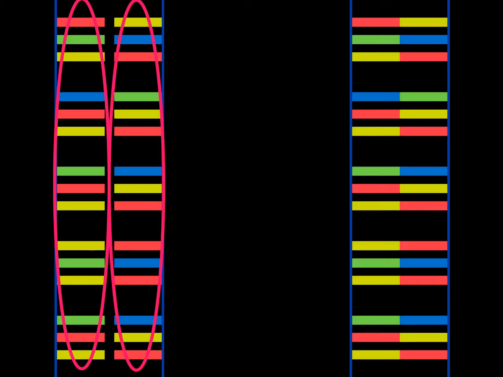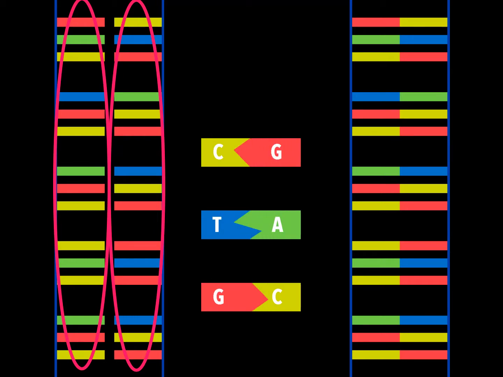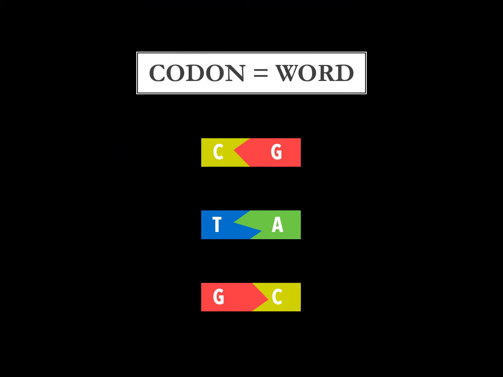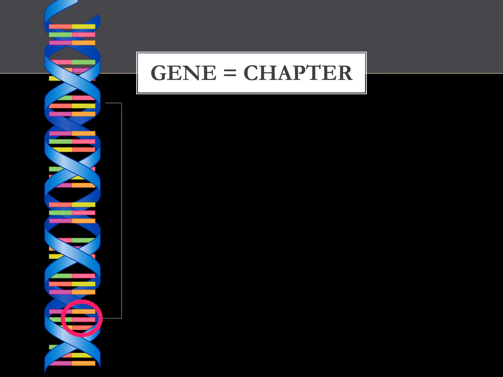Nucleotide bases from one strand join with nucleotide bases from the other strand to form the rungs of the ladder. A always joins with T, and G always joins with C. 3 bases in a row make up a codon, which you can think of as a 3-letter word. A certain sequence of codons, which may include dozens, hundreds, or even thousands of bases, is called a gene.